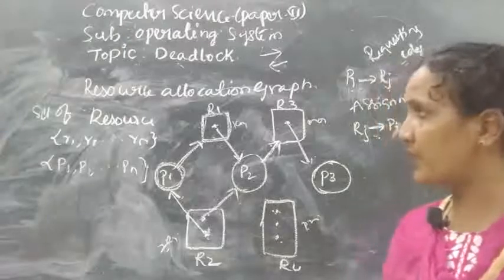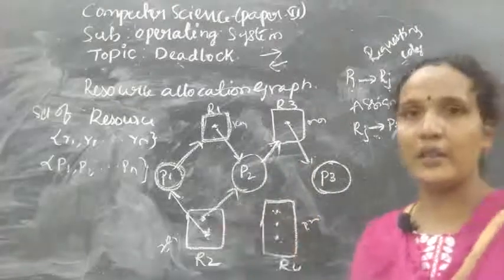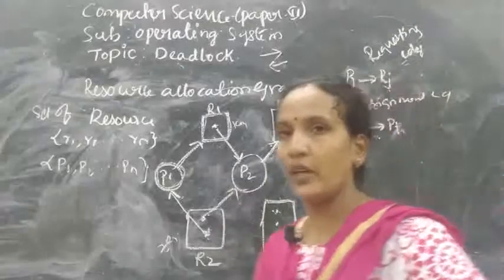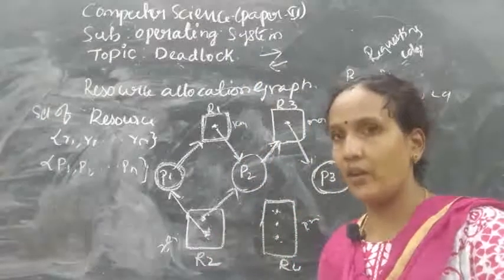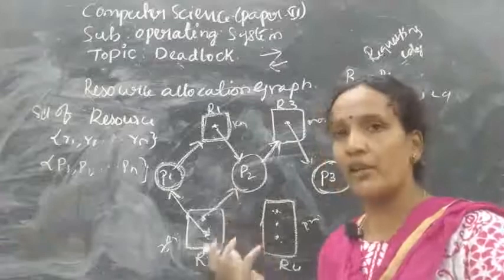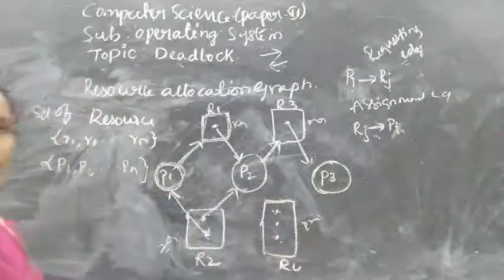Now first you write this down, draw this graph. I will explain the different sets here, and how we will identify a deadlock in this, whether there is a deadlock in the graph or not. That I will explain. First you take this down.